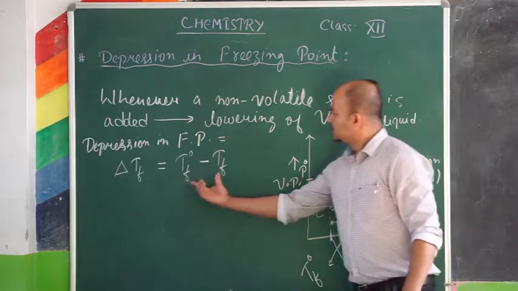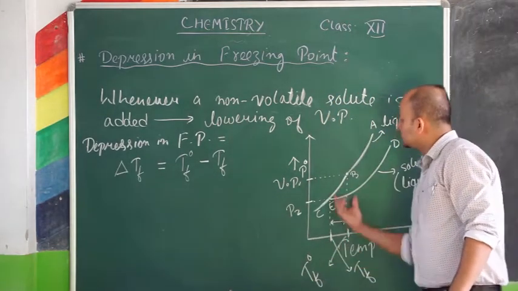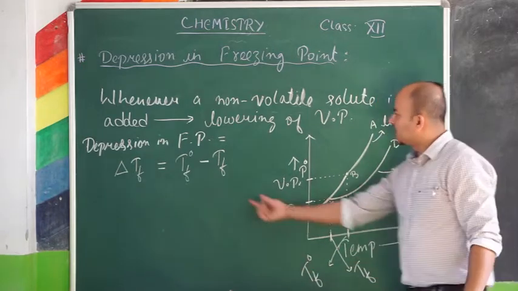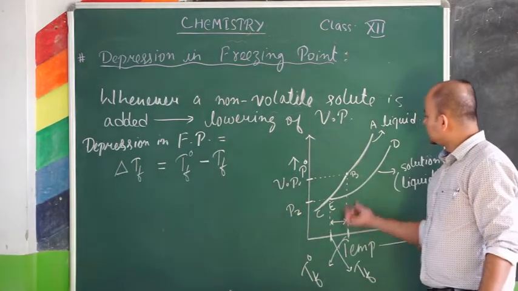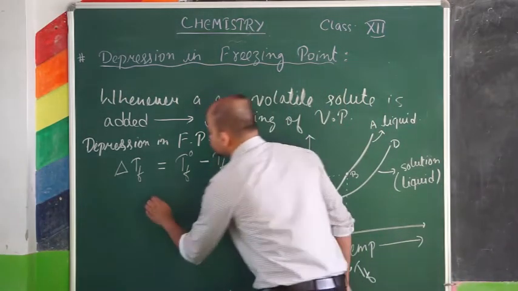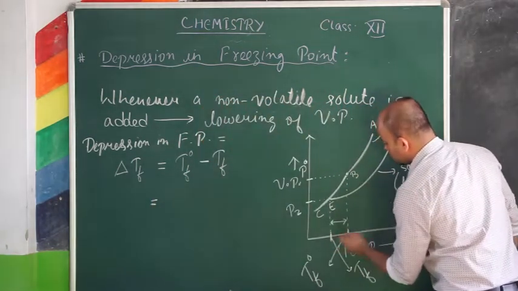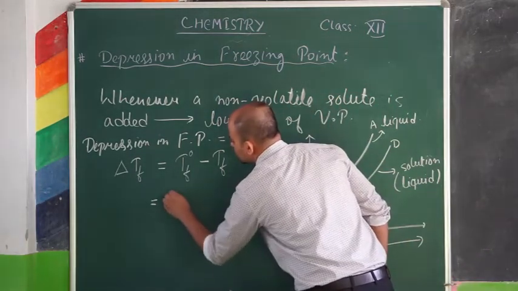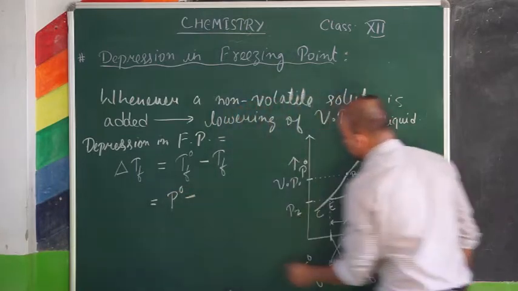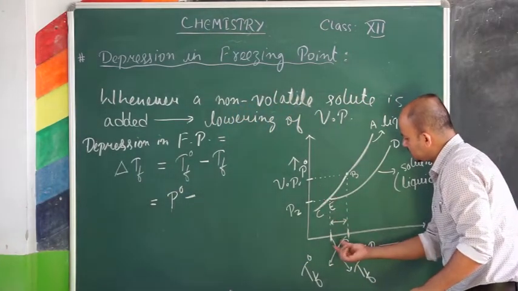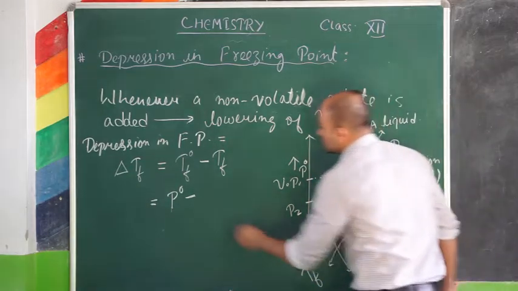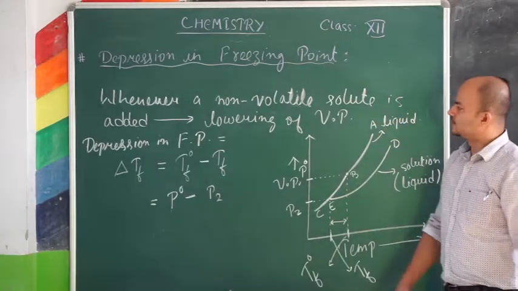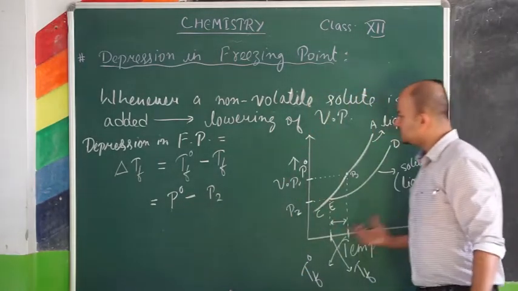Now if you take the corresponding values of vapor pressure for this T0F and TF, then you can get that this is your T0F, which corresponds to P0. This particular point, which is TF, corresponds to P2. So we get this from this particular graph.